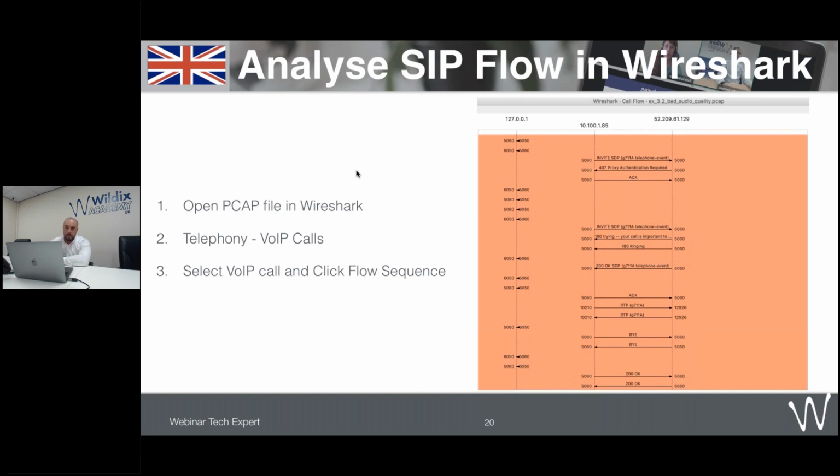When you're analyzing things like call drops as well, the direction of the BYE message is important because we can see whether the PBX sent the BYE message or whether the carrier sent the BYE message. So it gives us an indication to start off with which direction the call drop was initiated from. So the direction of the BYE message is also important.